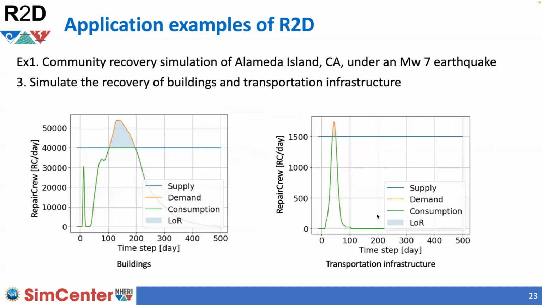Using a similar plot, we can also study if there is a shortage of repair crew for buildings and transportation infrastructure. As I said, transportation infrastructure gets higher recovery priority in my example, so it recovers faster. And it also sees a very small shortage of repair crew. However, the buildings experience some shortage of repair crews. So if we can allocate more workers, more labor from other regions, we may have a faster recovery for this specific example.